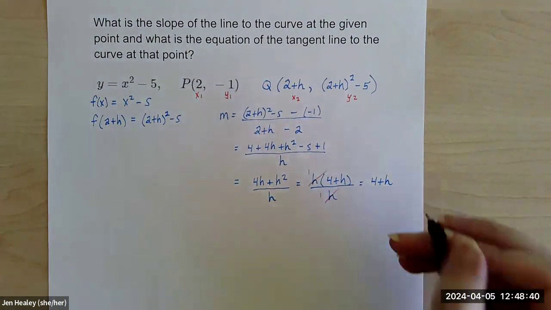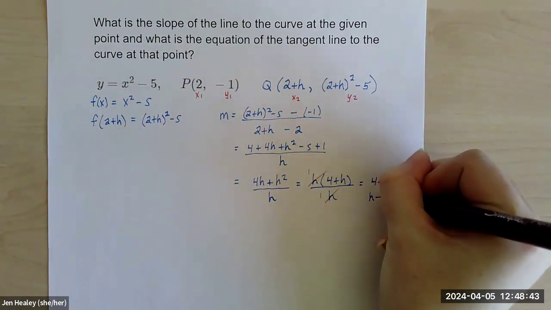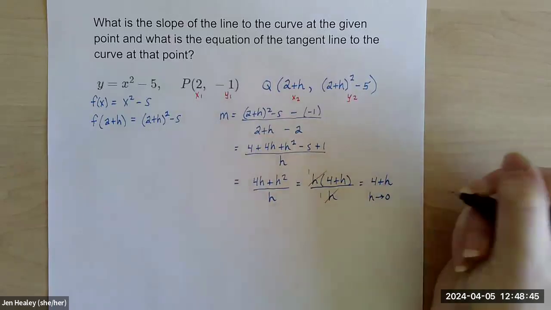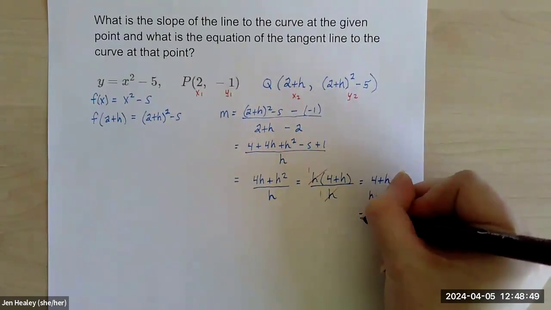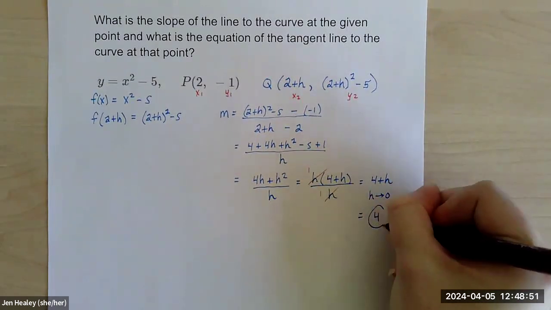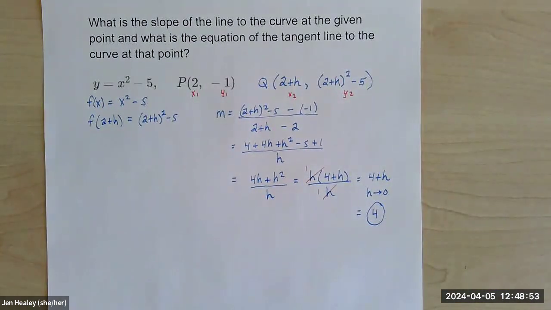So that h goes to 0. We write that with a little arrow pointing to 0: h goes to 0. It means that 4 is the slope of the line to the curve at that point.